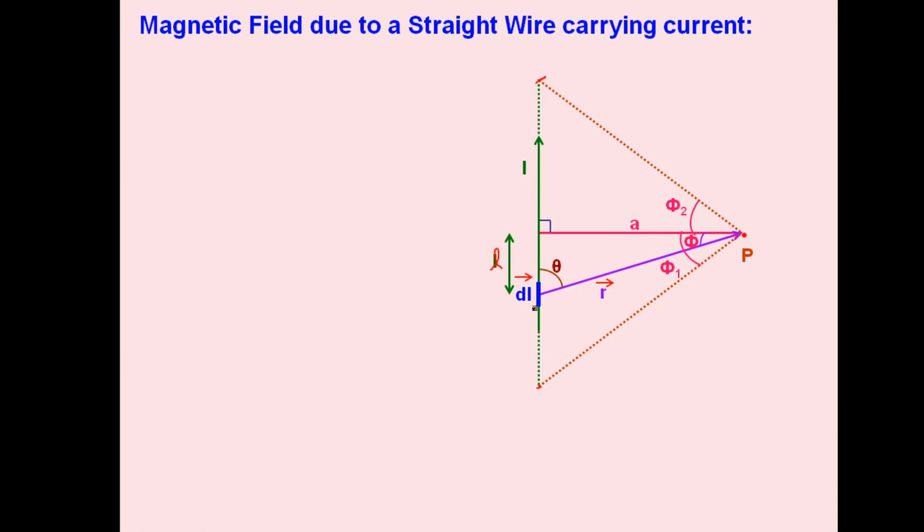Actually, if we change the position of this element dl, if we bring it downward or upward, the value of angle phi will change. So its range will be phi 1 from the lowest point to phi 2 at the uppermost point. Later on we will use this. So let's come to the next step.